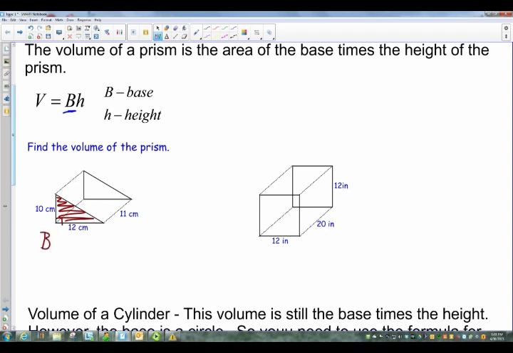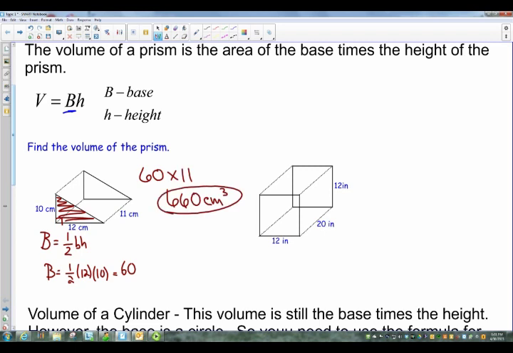So for that, I find the area. Well, the area of the base is 1/2 times the base times the height. So big B is equal to 1/2 times 12 times 10. Well, 1/2 times 12 is 6, times 10 is 60. So I've got 60 for my base there. Now, we take that and multiply by its height. So again, if you were to take this thing and sit it up on its side, you're going to have the height of 11. So you take 60 and multiply that by 11, that ends up being 660. Now, we've got units, which are centimeters, and this is always cubed, so your volume there would be 660 centimeters cubed.